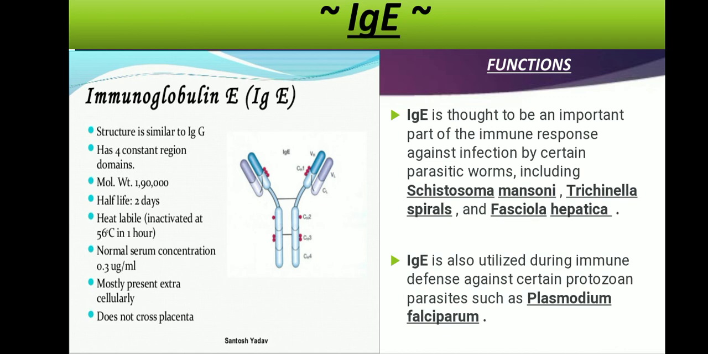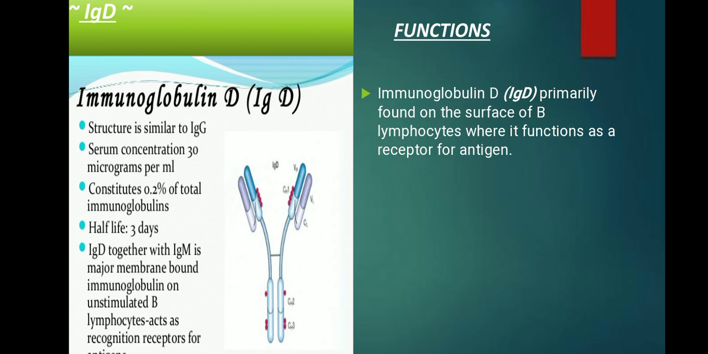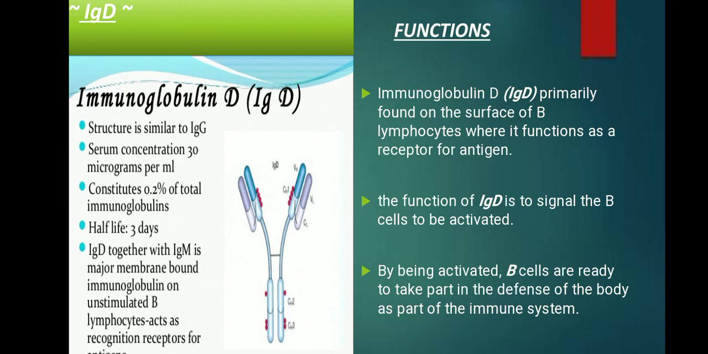Moving to the next antibody, that is IgD antibody, basically found on the surface of B lymphocytes, and its structure is also similar to IgG antibody. It functions as a receptor for antigen. It activates B cells, which take part in the defense of our body. So, these are all the structures of antibody.